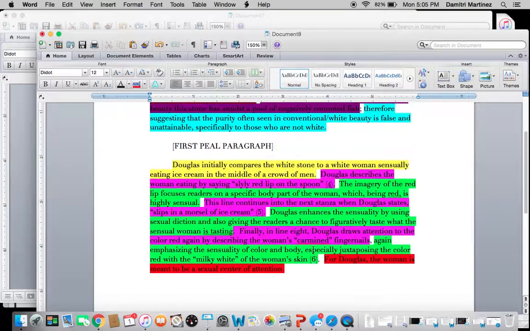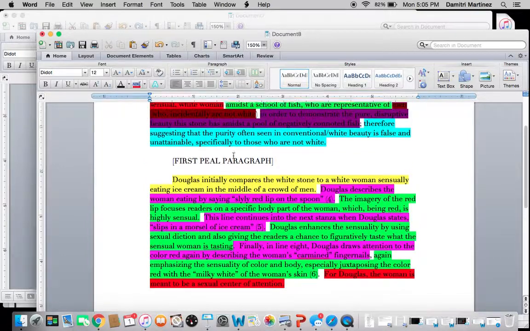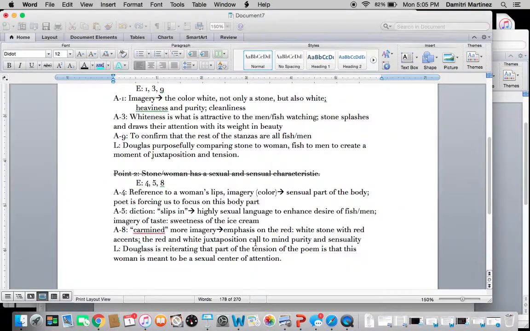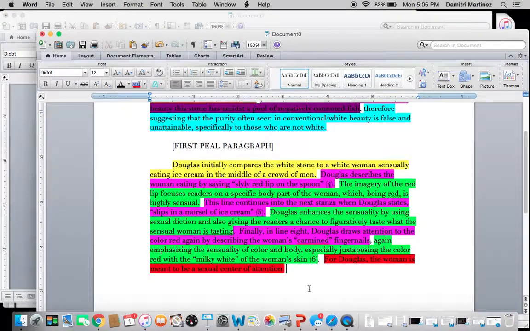And this is one completed idea because it's all proving this one main idea. Okay, so that is how I took this initial outline and turned it into a full PEAL paragraph.